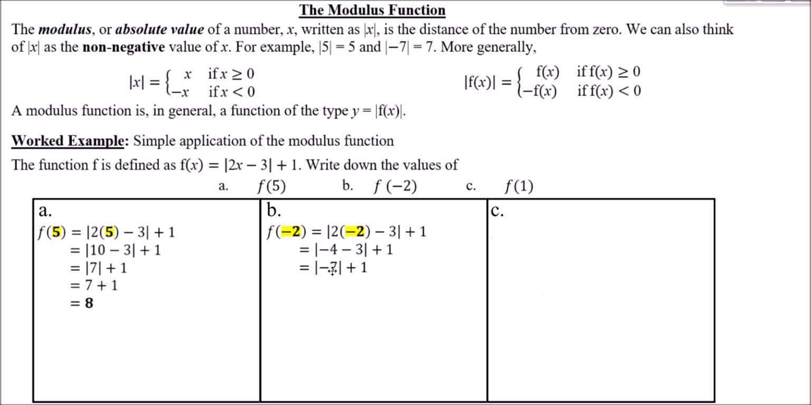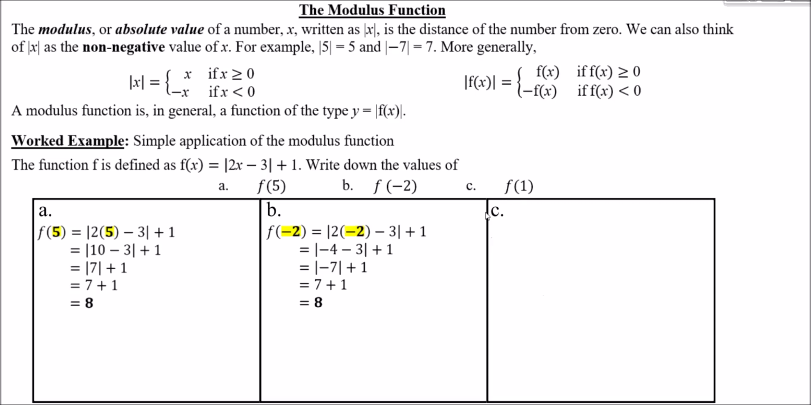The size of the number minus 7 is positive 7, so this line becomes positive 7 plus 1, which again gives us a value of 8. So the function f of x returns a value of 8 at both f of 5 and f of minus 2. For part C, f of 1, exactly the same idea.